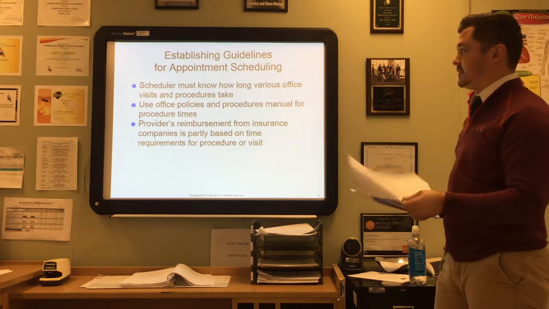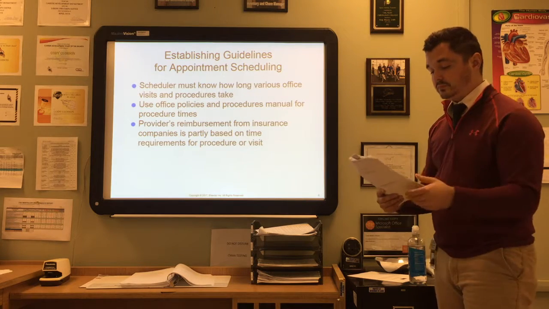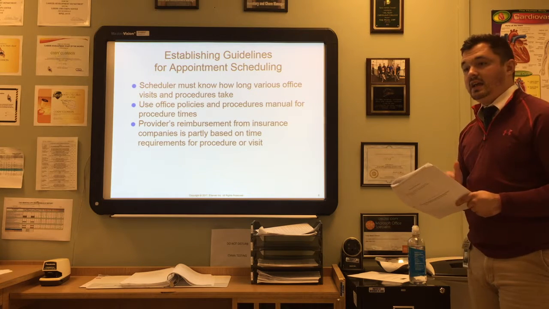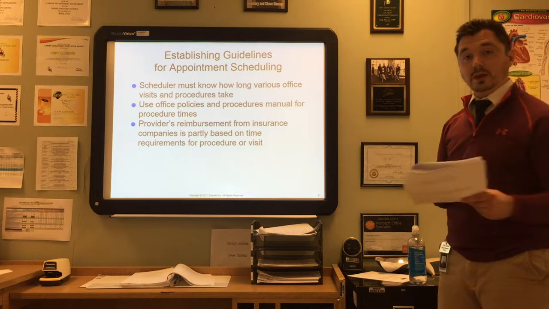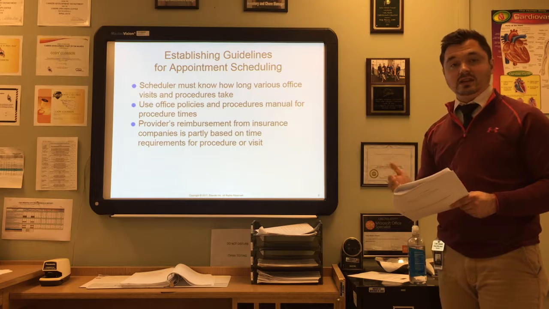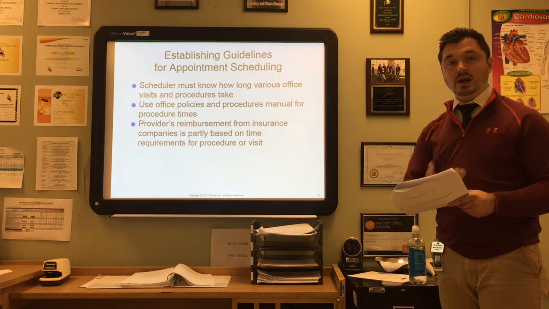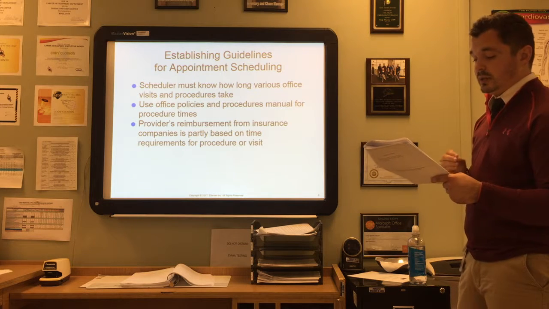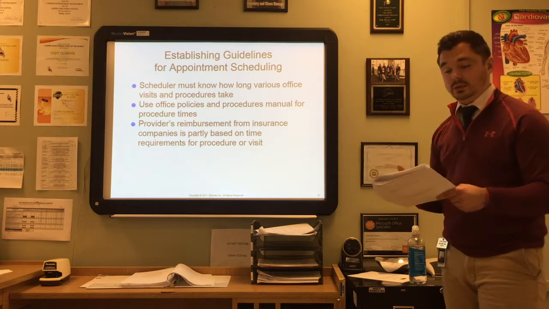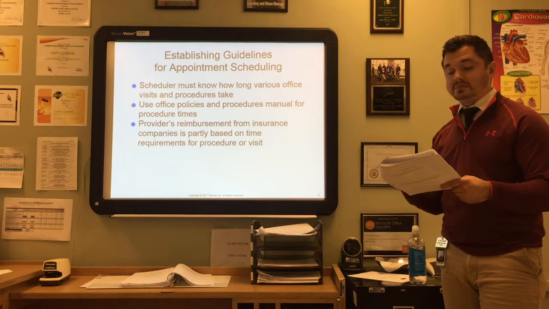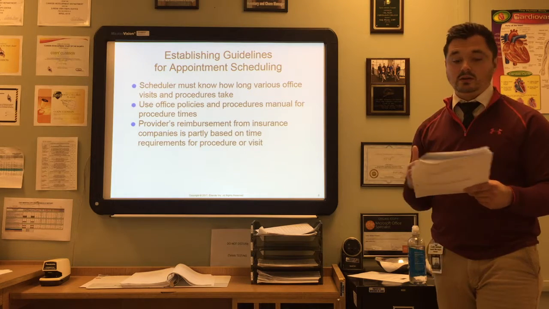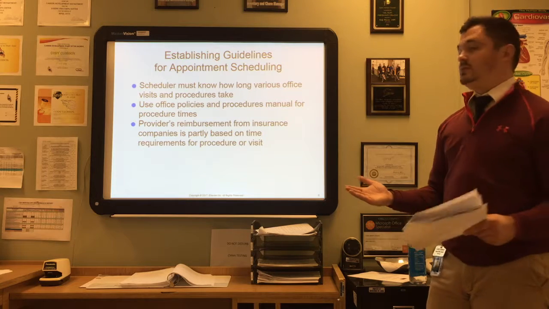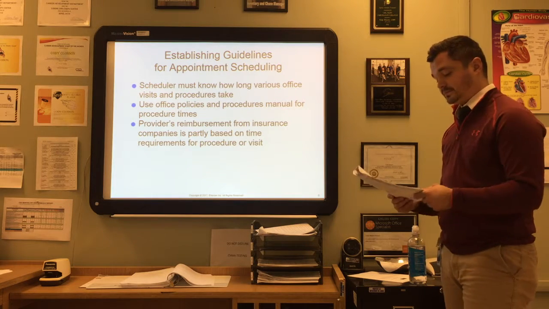Establishing guidelines for appointment scheduling. The scheduler must know how long various office visits and different procedures take. It's important to understand what the patient is coming in for and how long that procedure really takes. When scheduling, make sure to allow enough time to complete a procedure. For example, never schedule a pap smear or a minor surgery for a 10 or 15 minute time slot. Those are going to take longer, and you need to adjust accordingly.